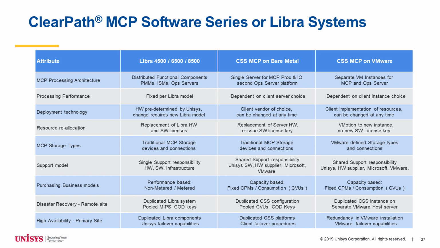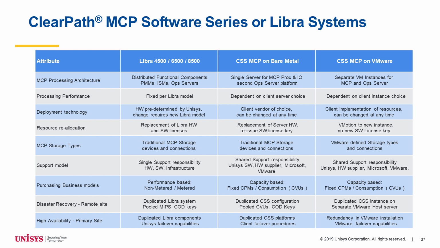So now we have almost a full range of systems that we had with our Libra systems. We're almost to the full range in our software series offerings. So how do you choose? And if you do choose our software series, do you want to run it on bare metal or do you want to run it on VMware? So there's choices that you can make. And so what we've done is we've tried to lay out what the factors are that pertain to these different areas. So the MCP processing architecture, as you can see on our Libra systems, is distributed functional components, and all of those are integrated for you by Unisys.